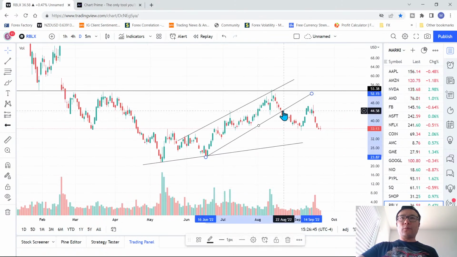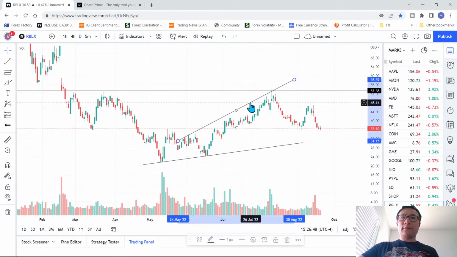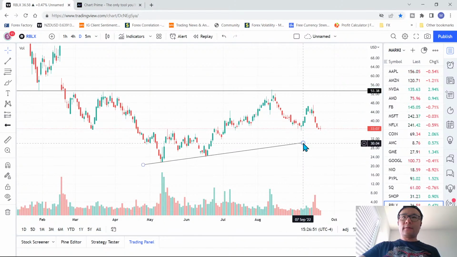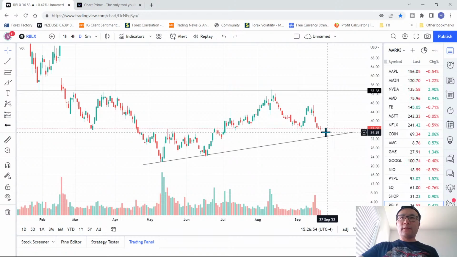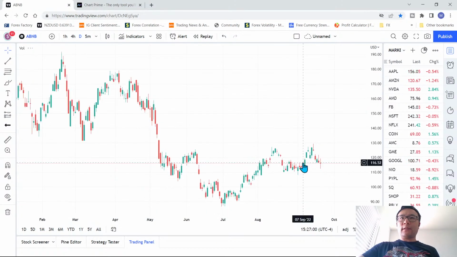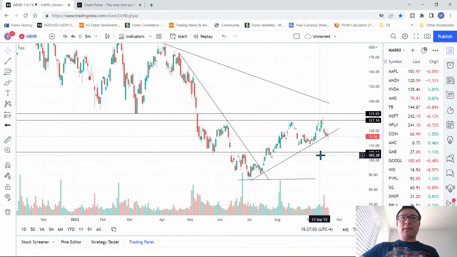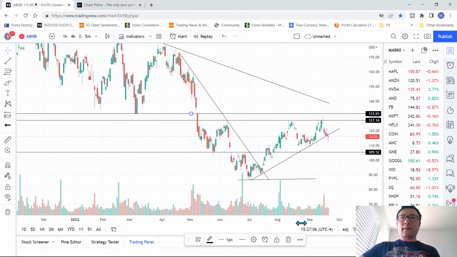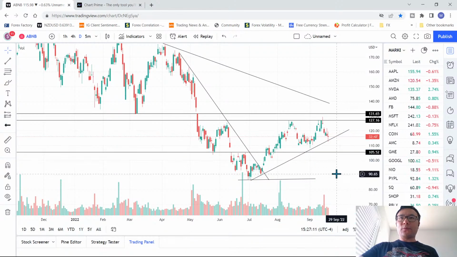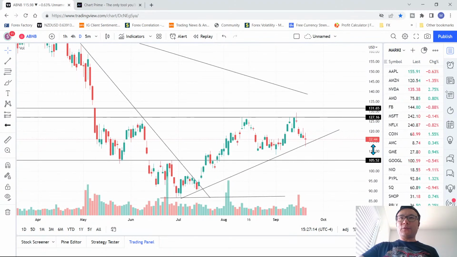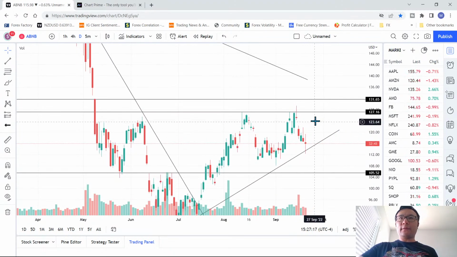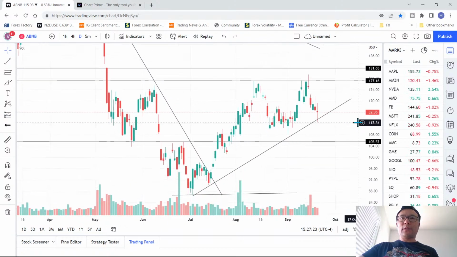Let's take a look at Roblox. Roblox broke this line here, and we extend this out. If it comes back down to here, the support, maybe I'll be interested, but not right now. And the last one that I'll be looking at is Airbnb, ABNB. This one is holding some level of support right here, but I'd only be interested in this one if it can go up a little bit here, go sideways, and then pop on that. So very, very similar to the Tesla trade and also the Netflix trade.